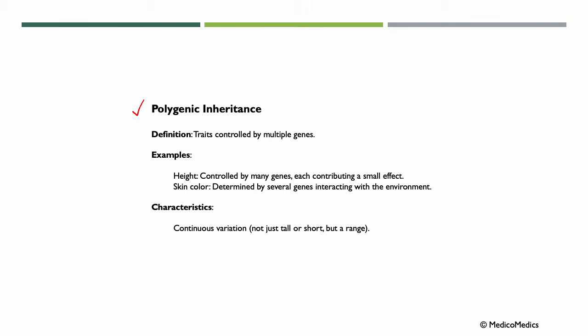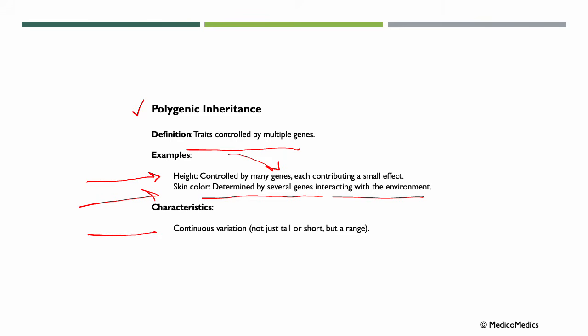Polygenic inheritance, so traits controlled by multiple genes. For example, height. This is controlled by many genes, each contributing a small effect. Skin color, so this is determined by several genes interacting with the environment. And characteristics of this include continuous variation, so not just tall or short, but a range. So polygenic traits are like baking a cake with many different ingredients. Each one adds a little to the final result, creating therefore a range of possibilities.